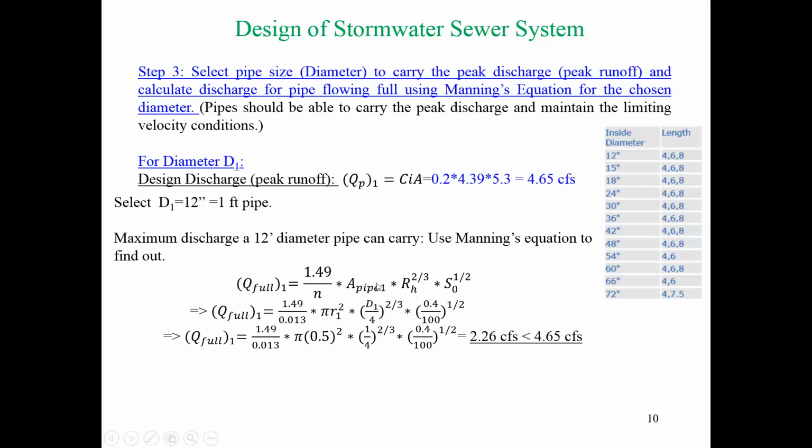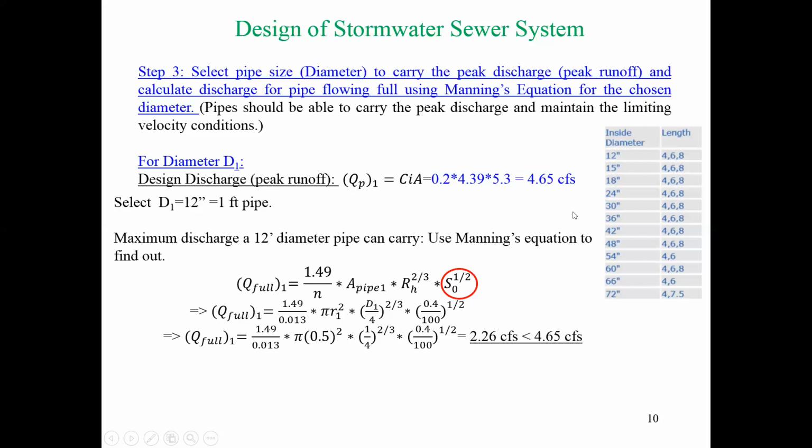Now, if you look at this equation, you will see I used S naught, but the original equation was SF. So when can we use S naught instead of SF? Only when we have uniform flow, right? That's what we learned from our uniform flow part. So we will assume that inside the pipe there will be uniform flow so that we can use S naught instead of SF. Okay, so obviously that 12-inch pipe is not working.